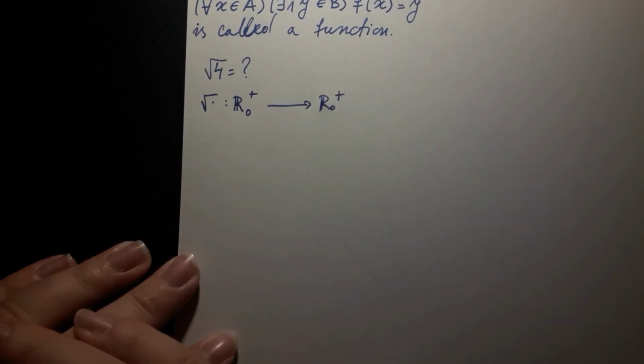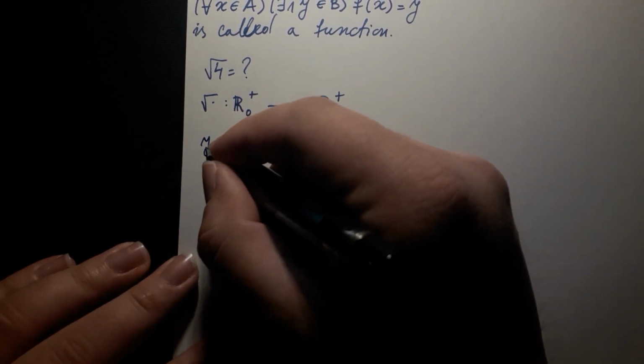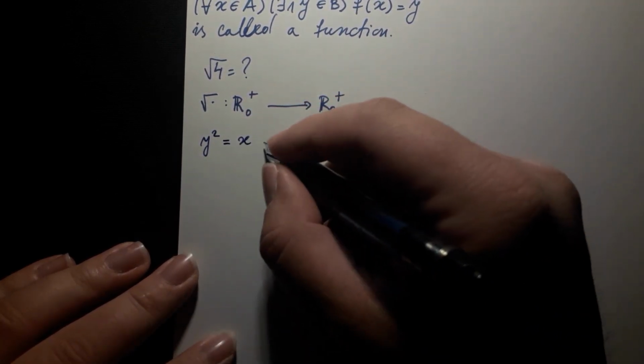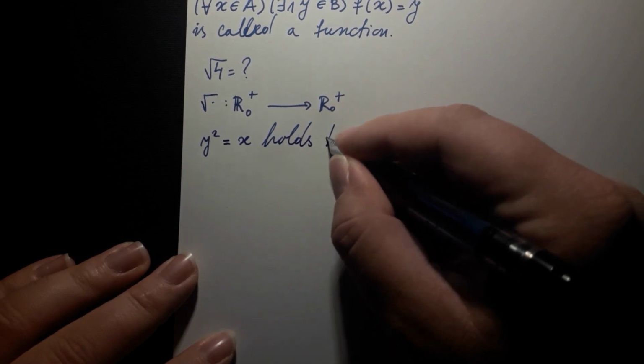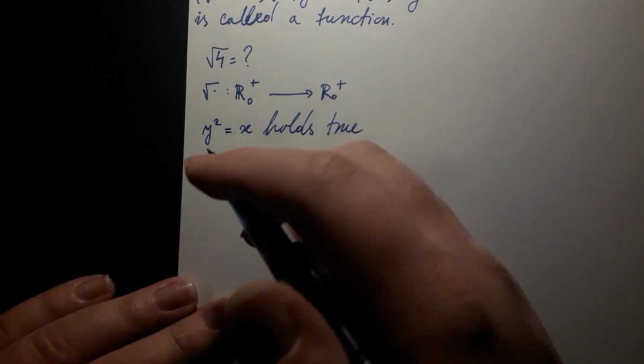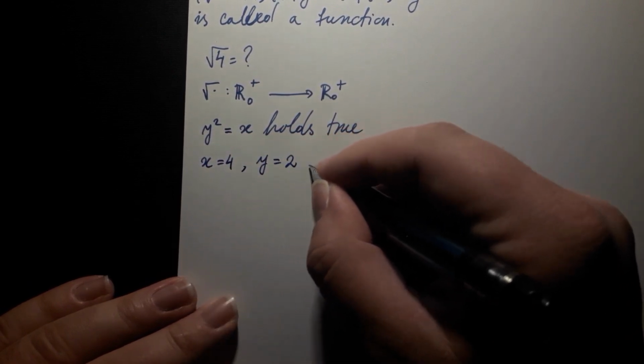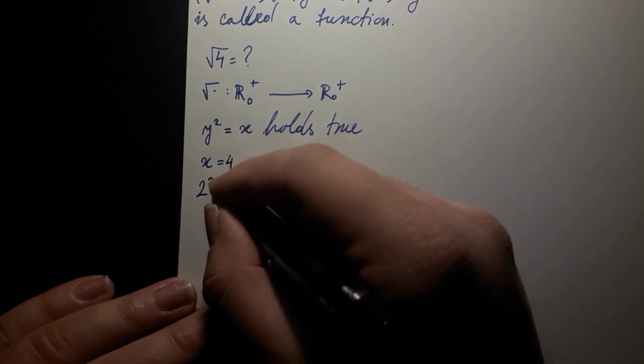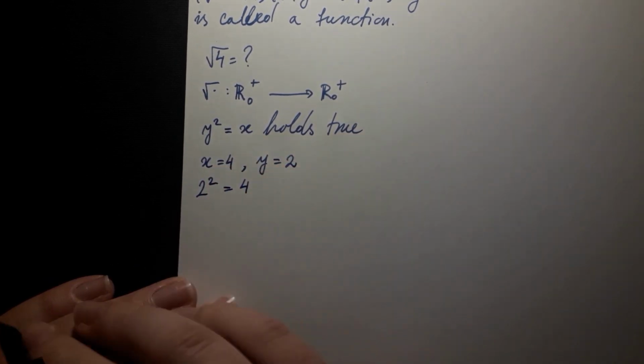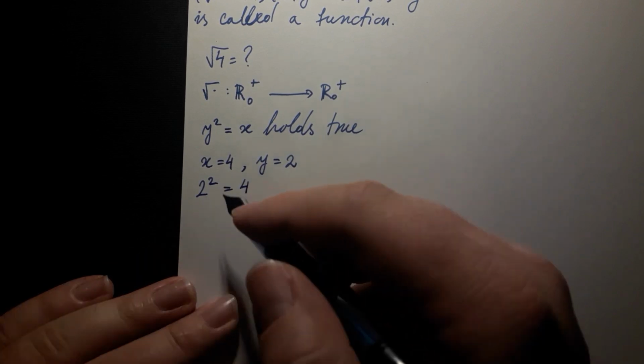The square root function is defined in the following manner. For an arbitrary number x which the square root function takes from its domain, it connects exactly one element y from its codomain, such that the statement y squared is equal to x holds true. In our case, x is equal to 4, and y is equal to 2, because 2 squared is equal to 4, and 2 and 4 are positive real numbers.